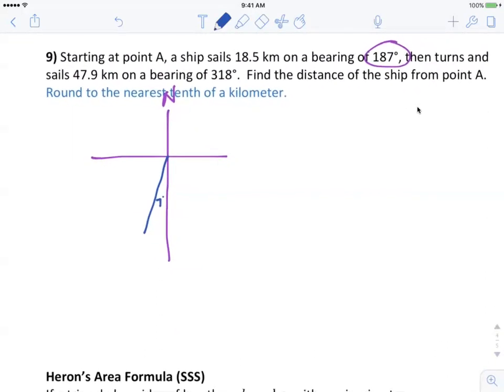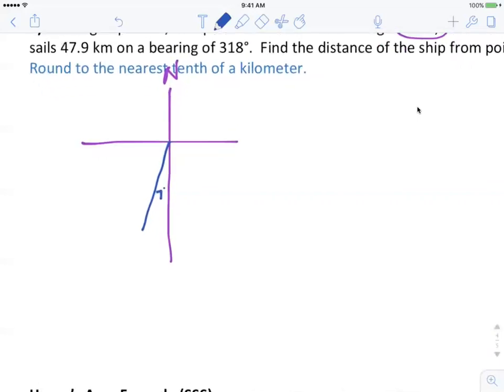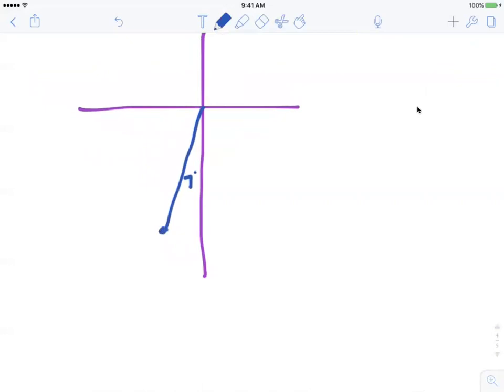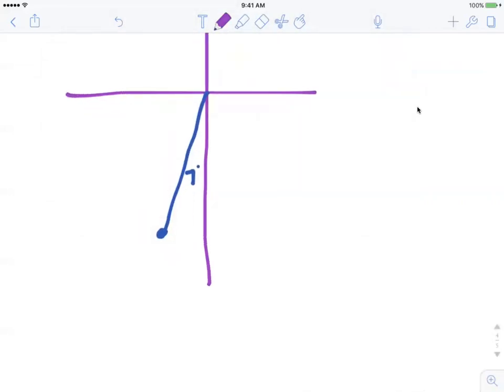Then at that point, the ship turns and sails on a different bearing of 318. So when the ship reaches this point right here, it makes a turn and goes at a bearing of 318. So what I'm going to do is draw a new compass on that point right there. Again, that's due north, south, east, west.